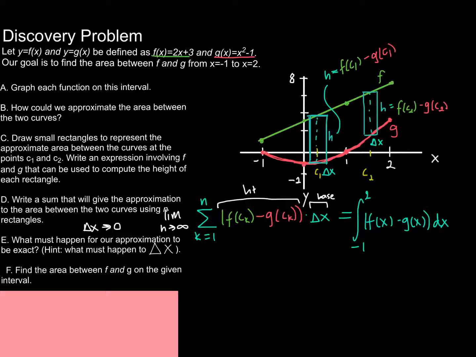Alright, so now using our integral expression, go ahead and find the area between f and g on this interval from negative 1 to 2. You can do this by hand, or you can use a calculator. And in doing so, you get a value of 12.